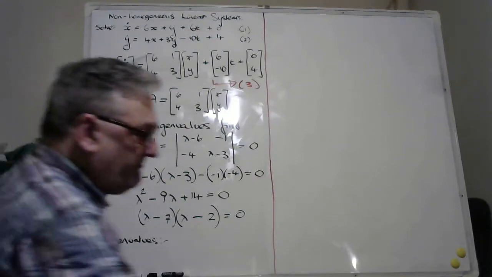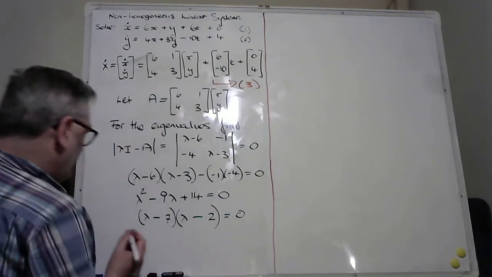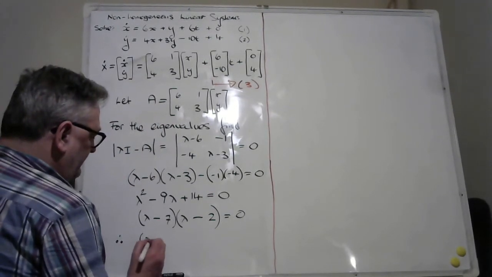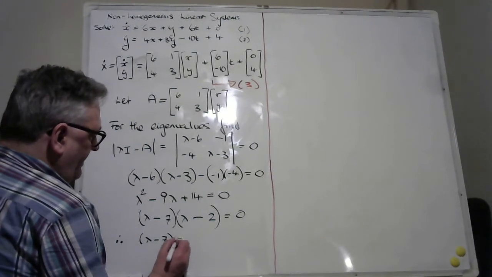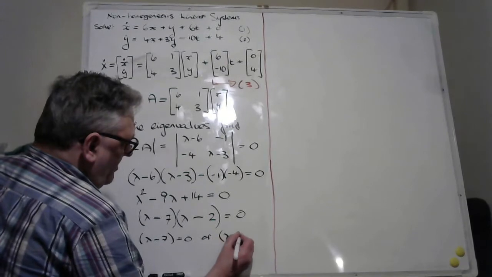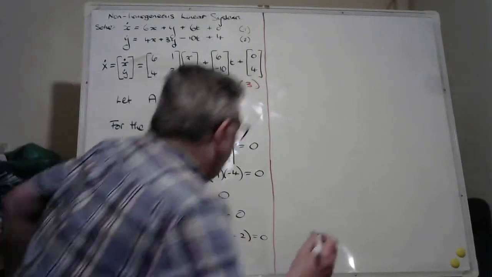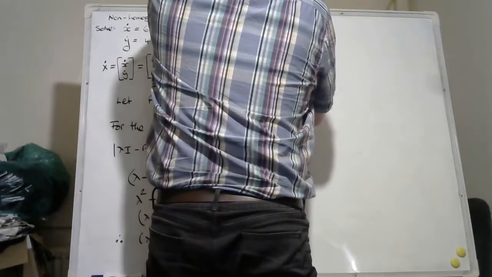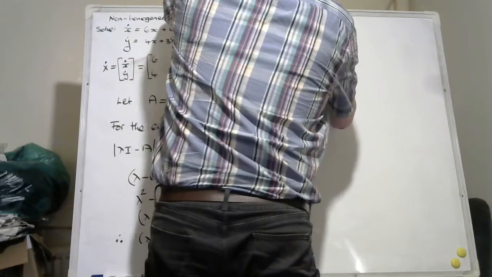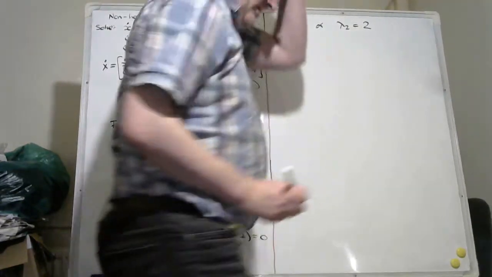So the eigenvalues, well, actually, I'm jumping a step there, aren't I? Because we should be writing, therefore, lambda minus 7 equals 0, or lambda minus 2 equals 0. That leads to the eigenvalues of lambda 1 equals 7, or lambda 2 equals 2.